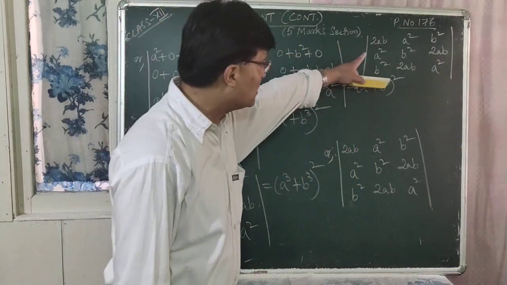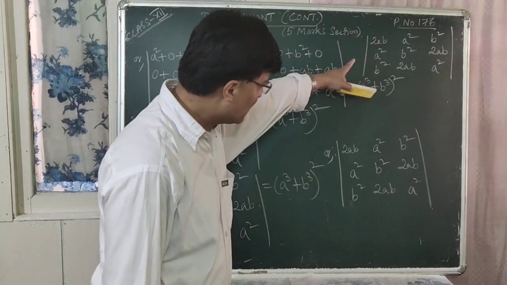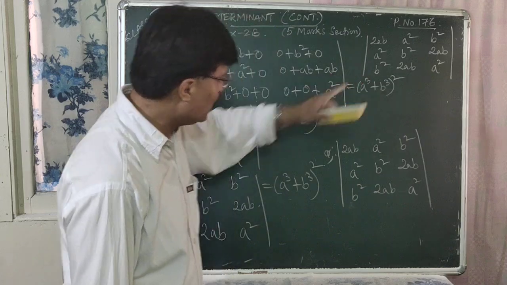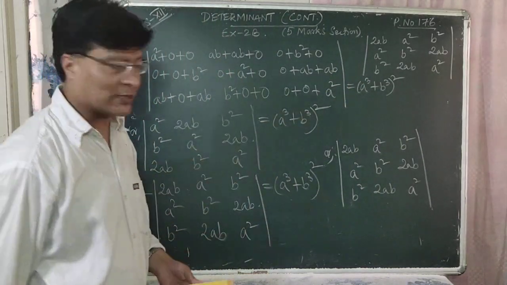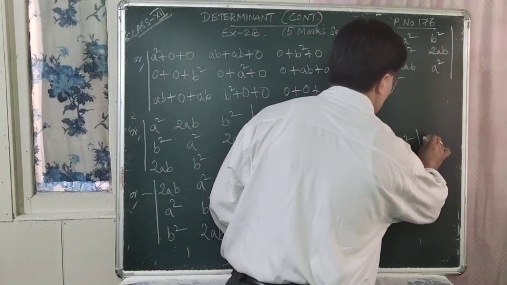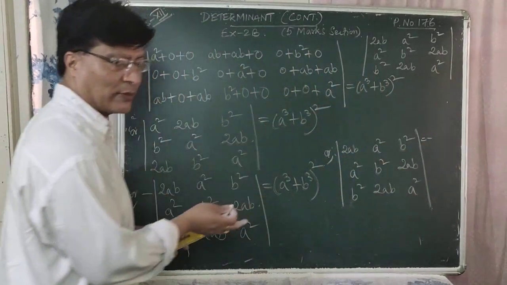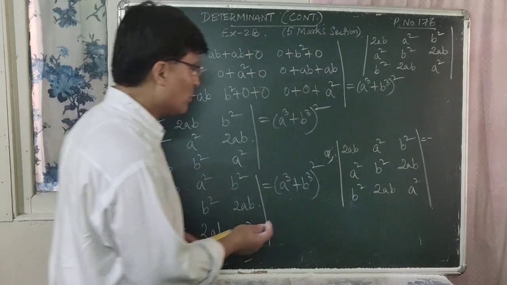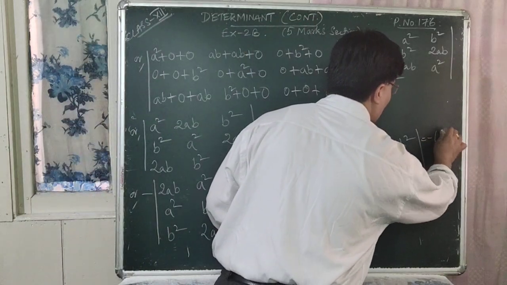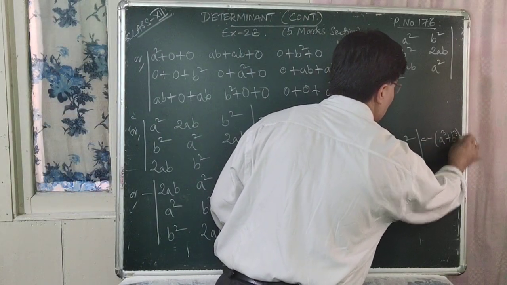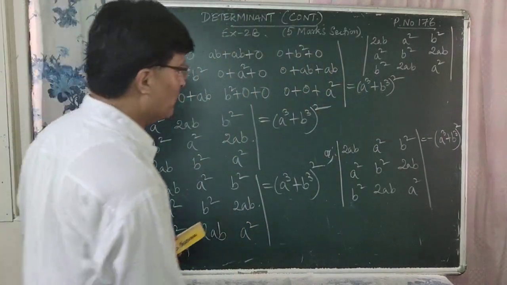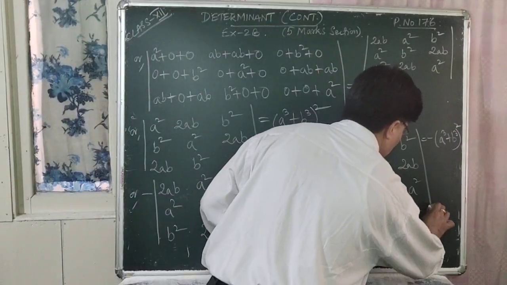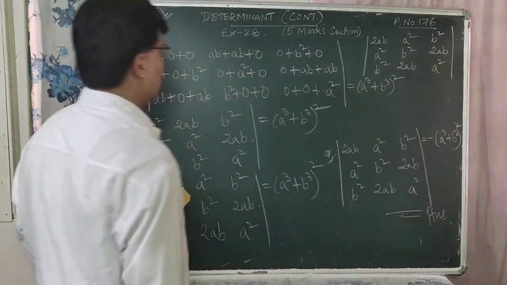Let us check this determinant here. 2AB, A square, B square, A square, B square, 2AB, B square, 2AB, A square. Which is equal to, now this minus sign is taken to the right hand side. So what does it become? Is equal to minus, you write minus on the right hand side. So minus, how much is it? (A cube plus B cube) whole square. So this is the answer.